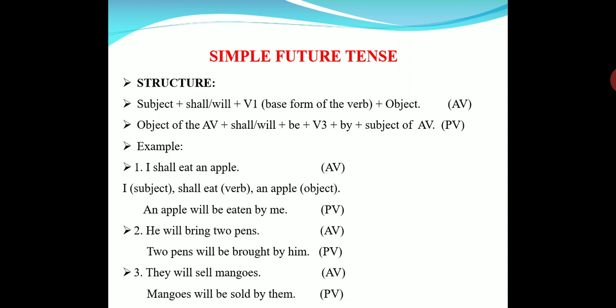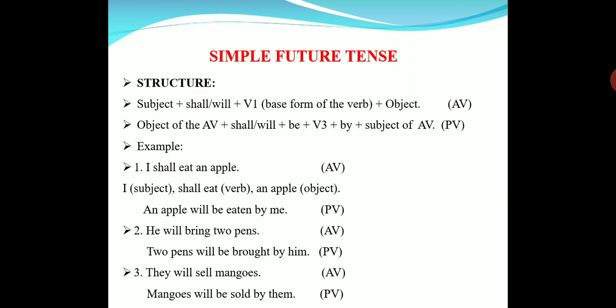Shall and will. When do we use shall and when do we use will? Shall is used for first person singular and plural. That is, for I and we can use shall. Will also can be used. So will can be used for all. Shall can be used only for I and we. Understood? If I and we are there, then only we have to use shall. For all the remaining we have to use will. For I and we also we can use will. There is nothing wrong in it.